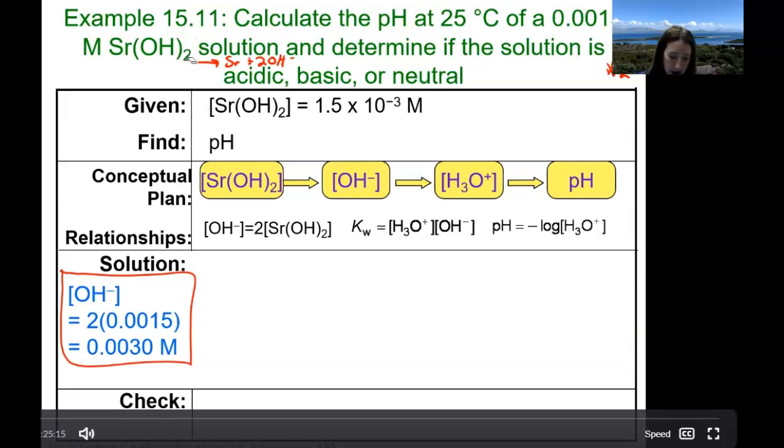Again, right here. If this was a 3, you'd multiply it by 3. If it was a 9, it's not going to be, but you would multiply it by that. So you need to remember that bases dissociate. Both the OHs come off at the same time.